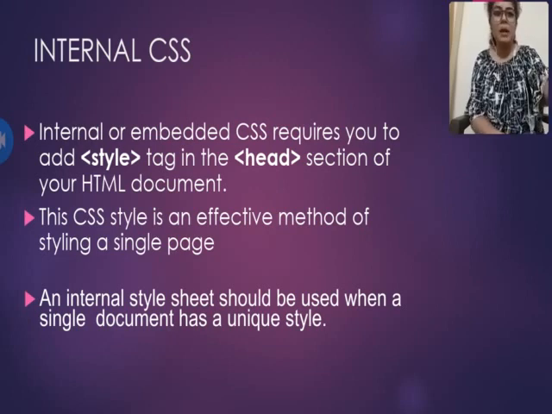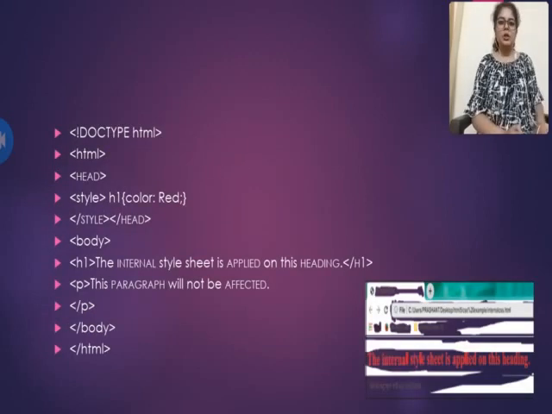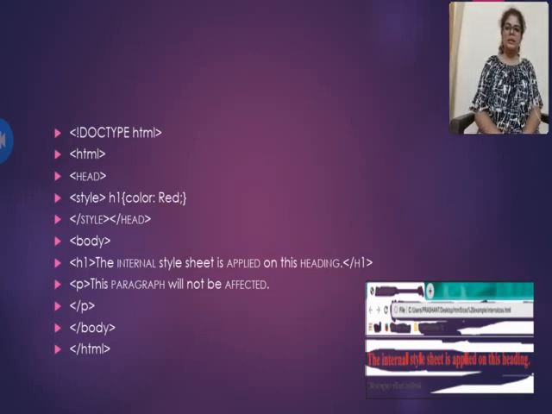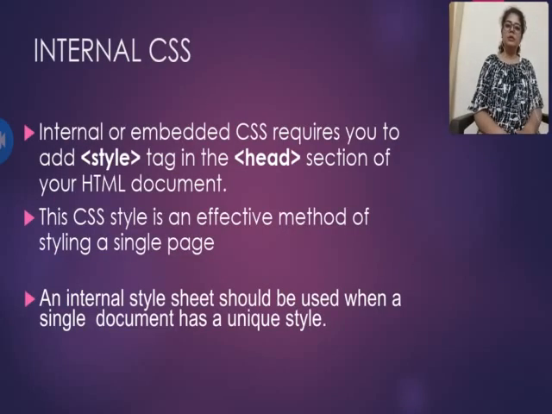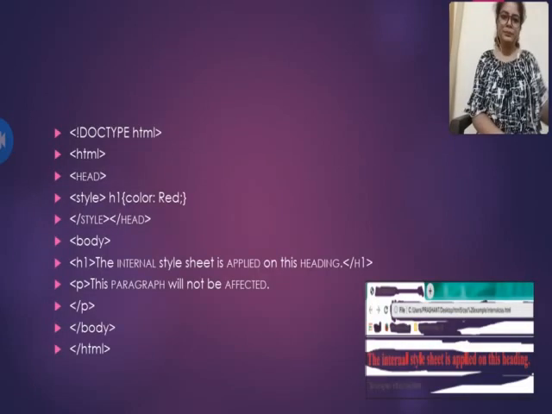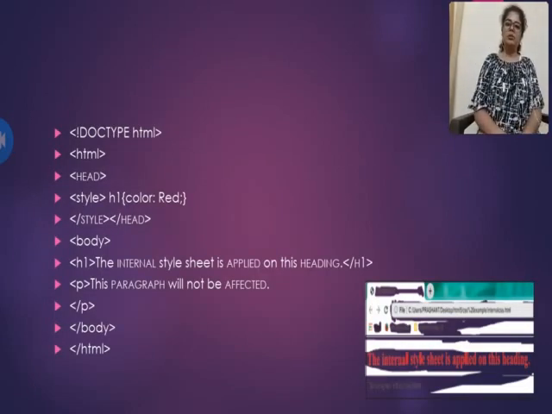I have taken an example. I will explain you how the internal CSS works. Now look at the example. Started with HTML. The next tag is head. Head tag is used to start the head. In the head tag, we have used style tag. I have told you that we have to use style tag for internal CSS in the head section. So I have used style tag in the head section.